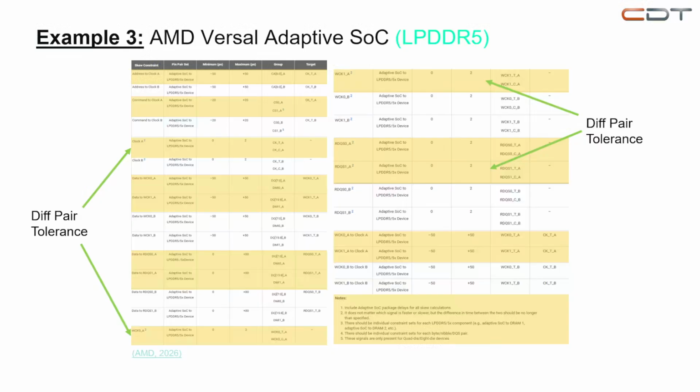We have a few differential pairs. This is our regular clock, and in this case you have a write clock and the read data strobe. Basically, instead of having our bidirectional data strobe, we now have two unidirectional signals, the write clock and the read data strobe, for the write and read operations respectively. But everything else is the same. You have address to clock skew, command to clock skew, and then some data to strobe to write clock constraints.